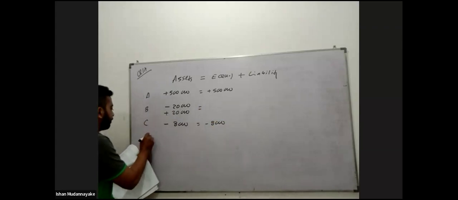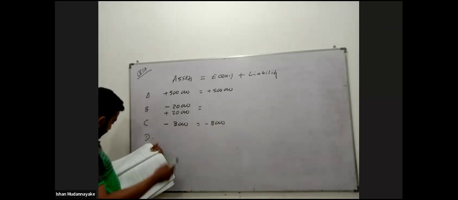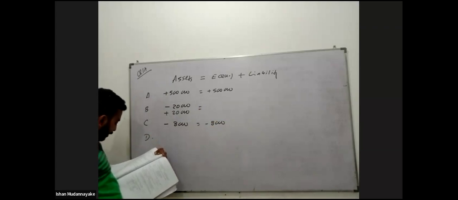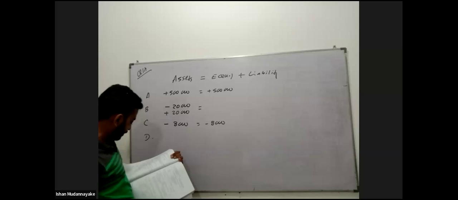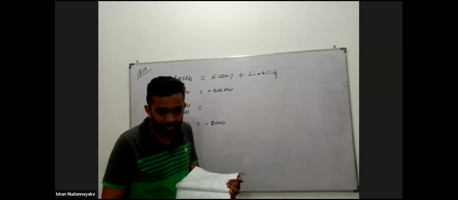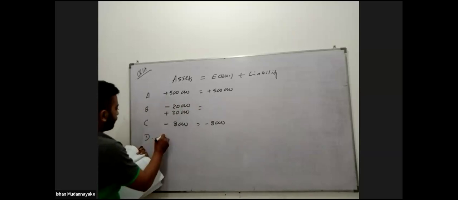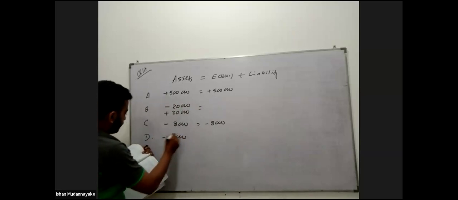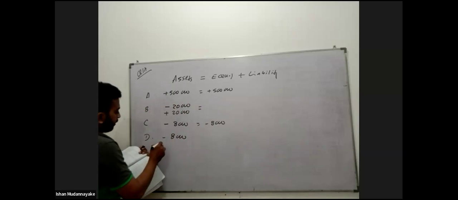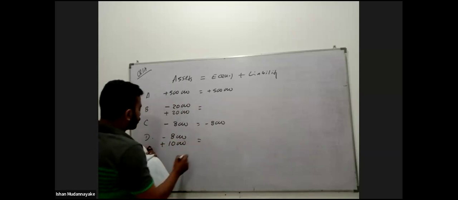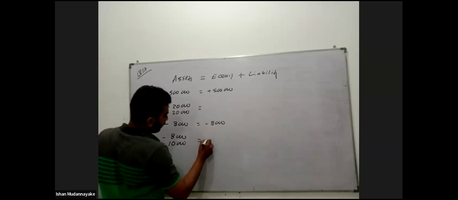Right. Now D. Cost of stock of 8,000 sold for 10,000. We'll consider it as sold on cash basis, cash or credit card, whatever. Here, stock decreased by 8,000. Cash received 10,000. Profit goes to owner. Profit, plus equity 2,000.